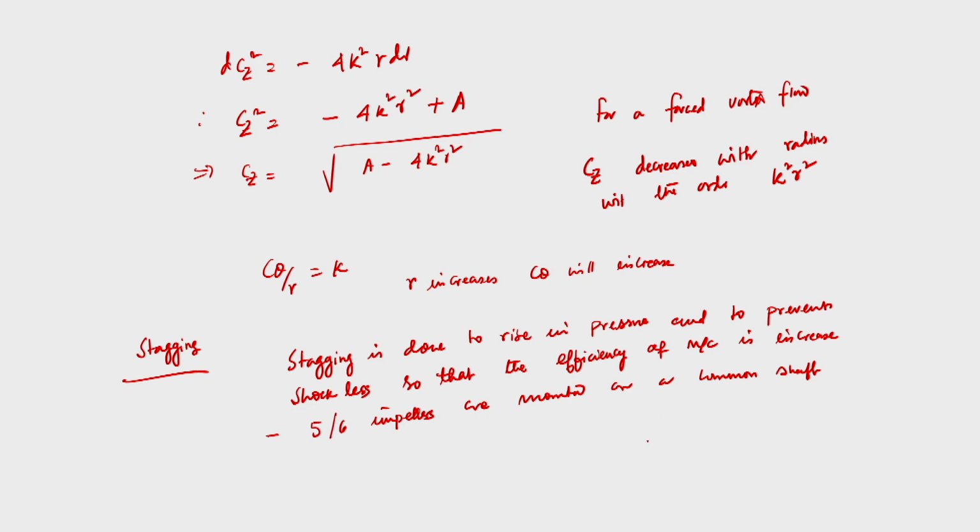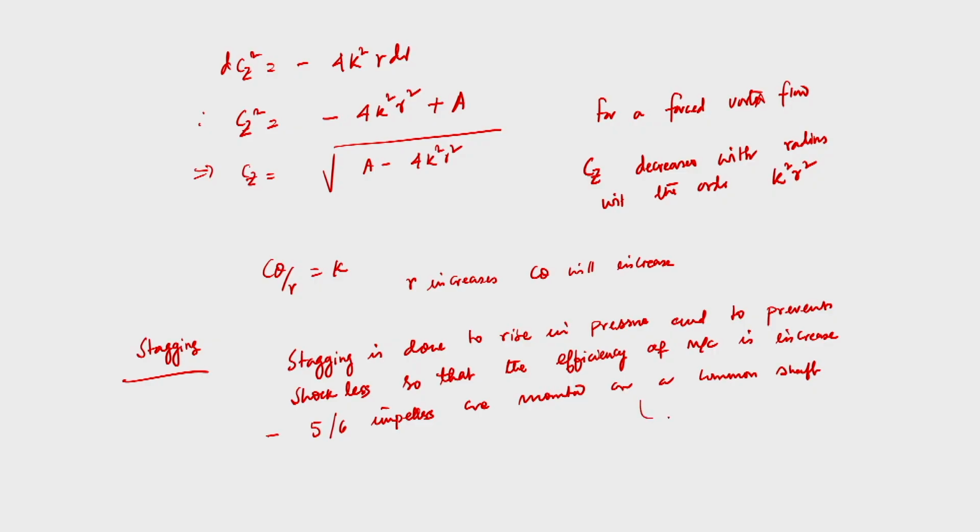For axial flow machines sometimes we go for staging, sometimes for radial flow machines, sometimes we need to go for series and parallel operation, that we will discuss in my next lecture. But staging is done to rise in pressure whenever it is very difficult to meet the demand of the system. So 5 to 6 impellers are mounted on a shaft, while there will be a stator part that is hanging from the casing.